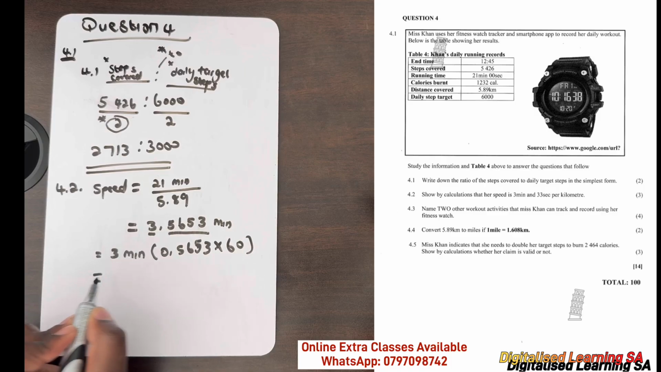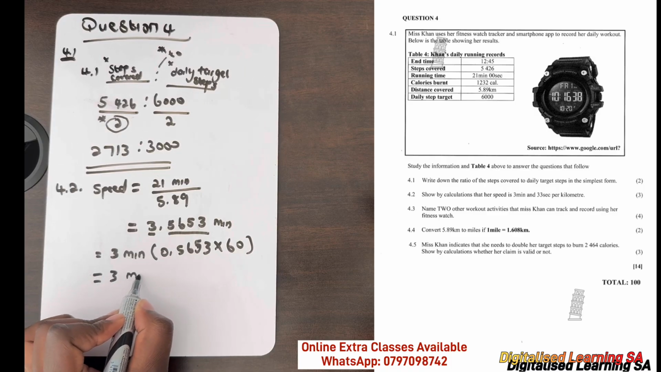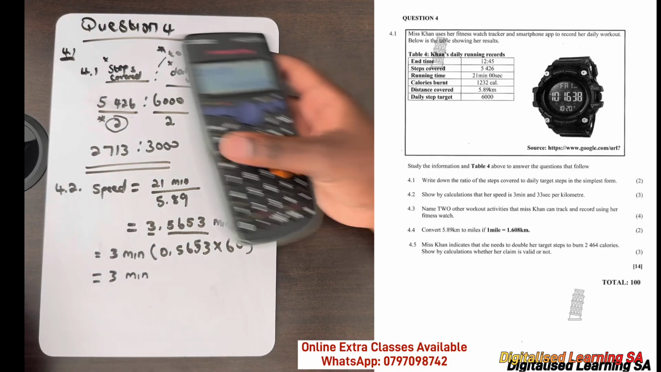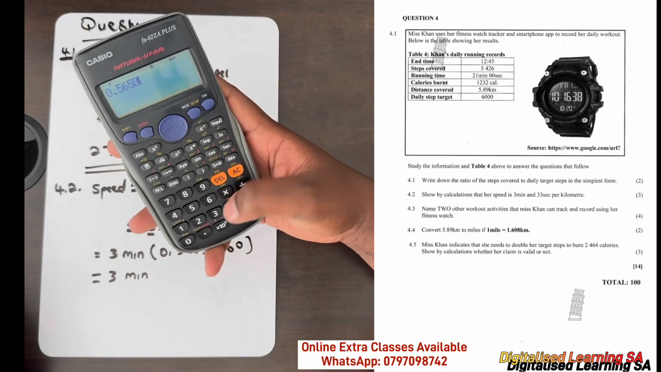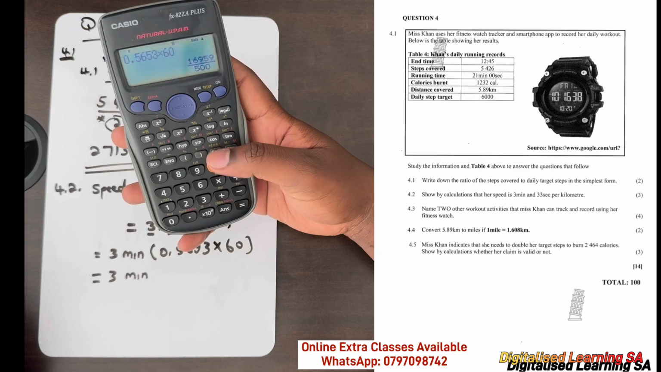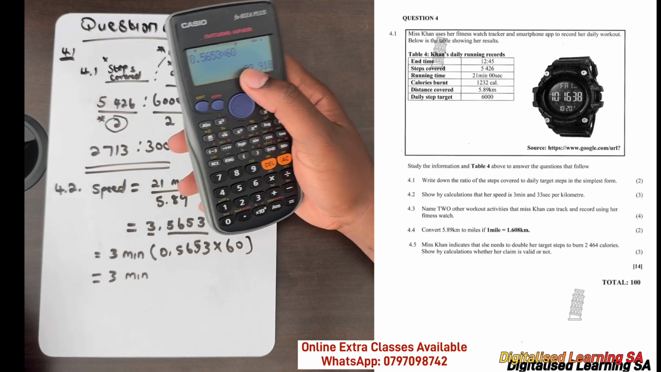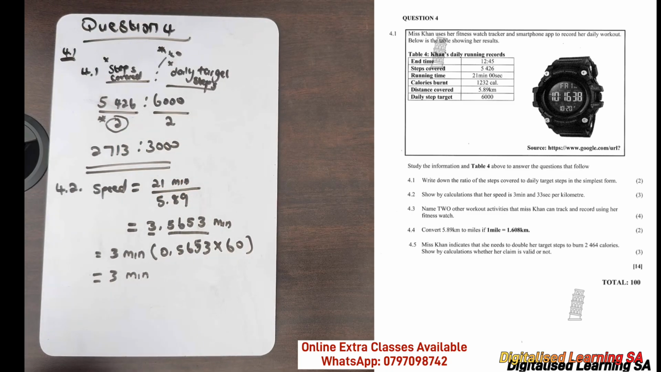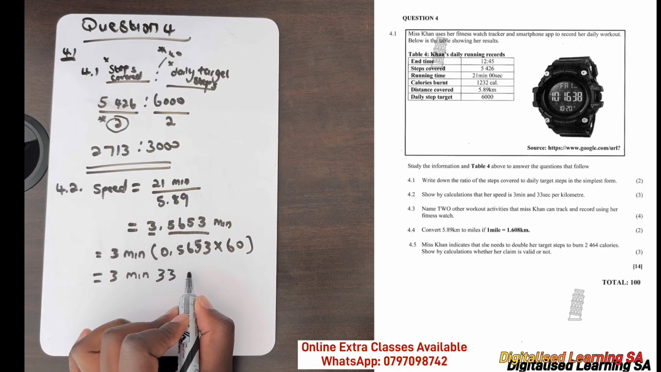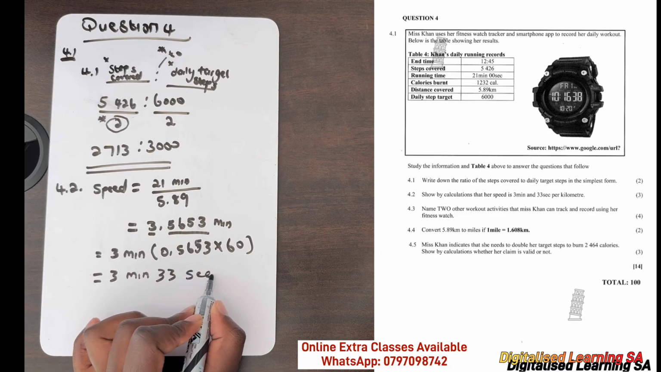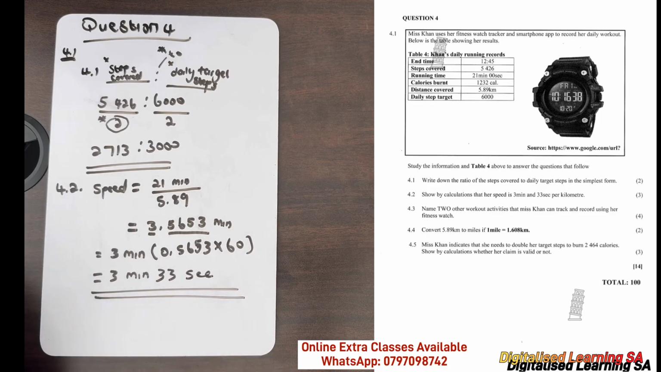So it will be 3 minutes. Now let's multiply 0.5653 by 60. If we do that, we can see that the answer is 33, meaning that she ran for 3 minutes and 33 seconds. So we were able to prove that. Now let's move to our next question, which is question 4.3.